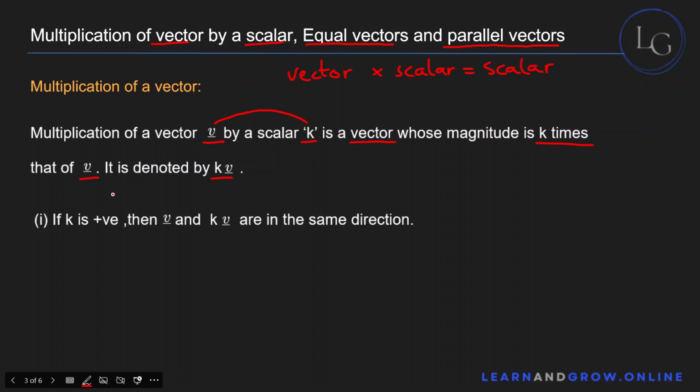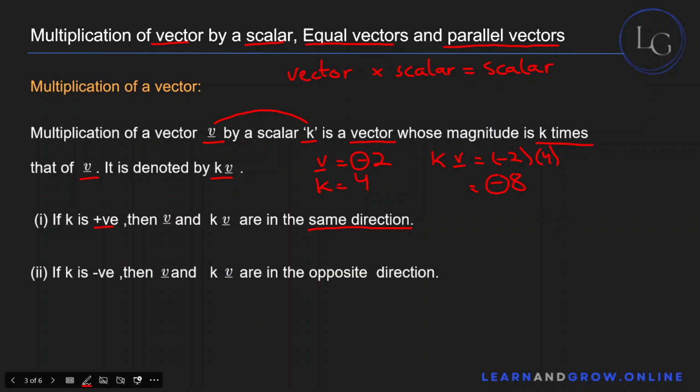So if k is positive, then v and kv are in the same direction. Obviously, because let's just say you have a vector v which is equal to, let's say, -2, right? So if you have a scalar k, since it is positive, we're discussing the positive first, so k is equal to, let's say, 4. So kv is equal to -2 into 4, which is equal to -8. As you can see, both v and kv are negative, so they're in the same direction, right?